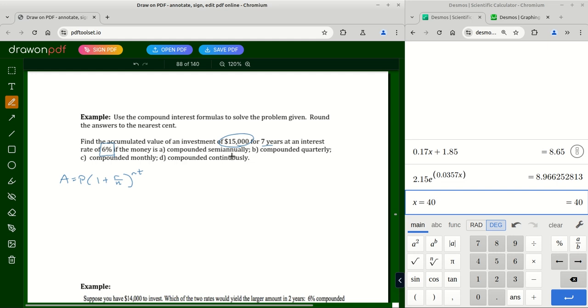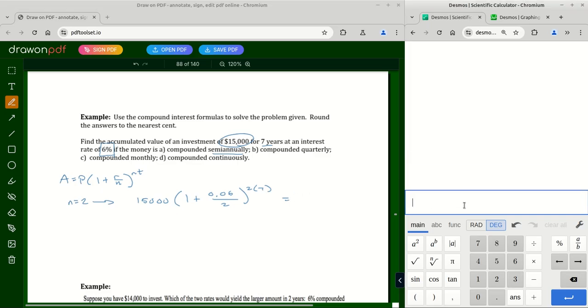So I'm going to use the big formula for most of this problem. And they say, first off, semi-annually. So that's going to be n equals 2. So I'm going to do n equals 2 and plug it all in. So I got $15,000 times 1 plus my rate is 6%. So notice I put it in decimal form. 2 times a year, 2 times the 7 years. Calculator, here we go.